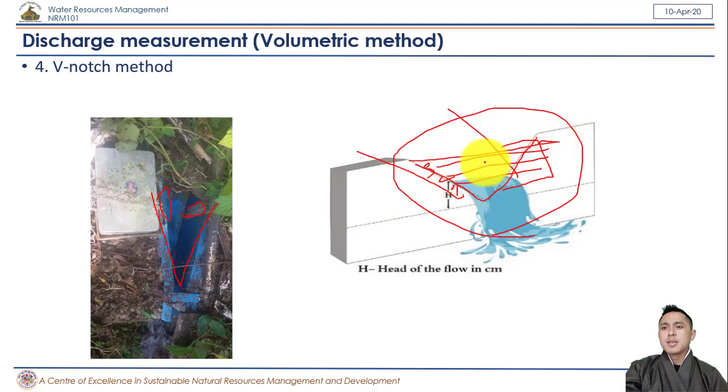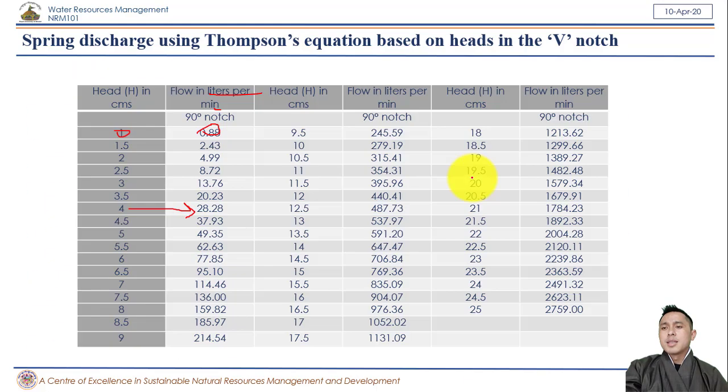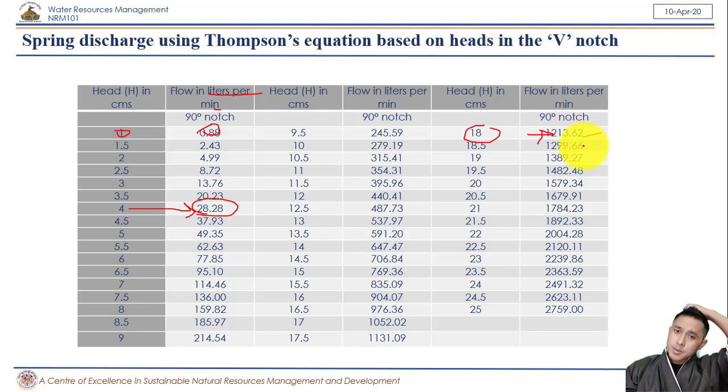If it is reaching around here, if the water is coming out from here, then the quantity of water flowing from that river is 28.28. If the height is around 18, that's around 1213.62 liters per minute. So that's it about how to calculate through V notch. And calculating the discharge or quantity of water is quite easy, provided the river system is small that you can handle, or the streams are quite small that you can handle. But if the river is very big, then you have other methods to do that.